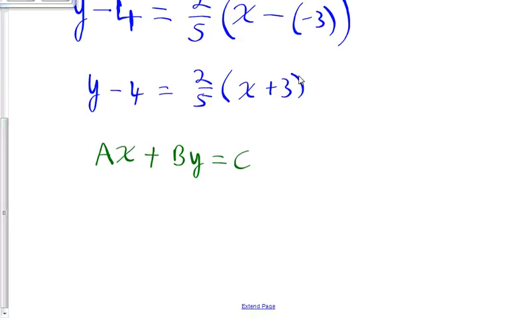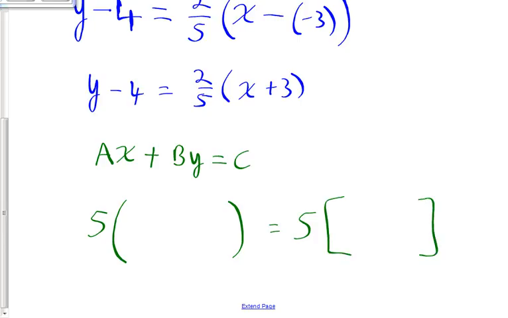Well, starting with this equation, which is in point slope form, what I want to do to put it in standard form is first, I want to multiply both sides by the denominator of this fraction, which will allow me to get rid of the fraction. So I'm going to multiply the left side of the equation by 5, and I'm going to multiply the right side of the equation by 5. What I had was y minus 4 equals 2/5 of x plus 3. And what I'm doing is multiplying both sides of that equal sign by 5.